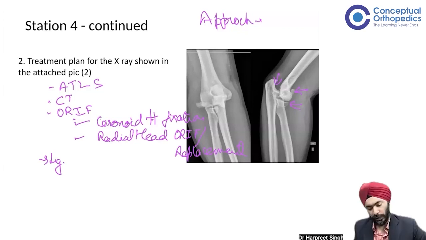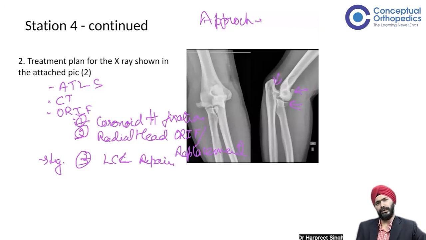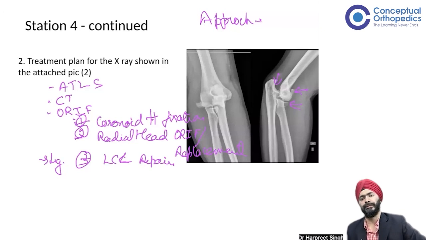So for a terrible triad, you have to do this one, this one, and you always have to do your LCL. It's an acute injury. Why do you want to do a reconstruction? You'll just do a repair. Usually it involves the whole LCL along with the common extensor origin just avulsed from your lateral epicondyle, and you just get it back and attach it there using anchors, sutures, whatever you want to do. So you do not need to do a reconstruction with a graft. You just do a repair there.